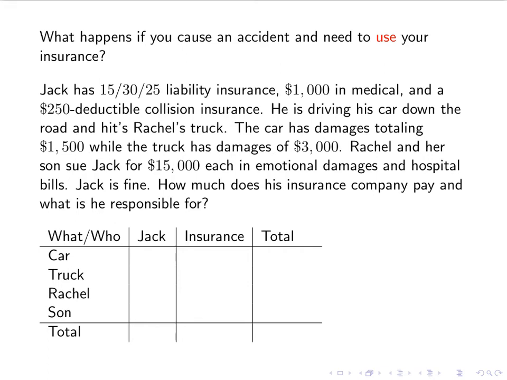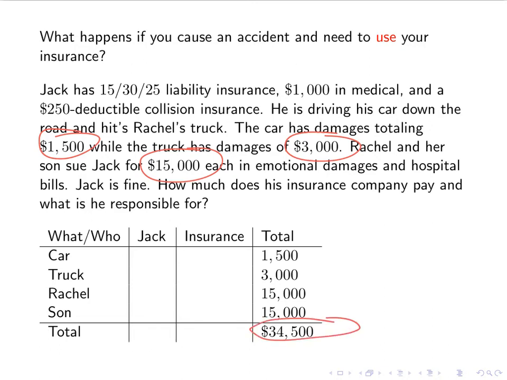So the total is what I'm going to figure out first. And I'm just taking those numbers right from the sentences. So the car was $1,500, the truck was $3,000, Rachel and son were both $15,000. Add them up, and I'm going to make sure that at the end, these two numbers equal my $34,500. Okay? So I'm going to start with the car.